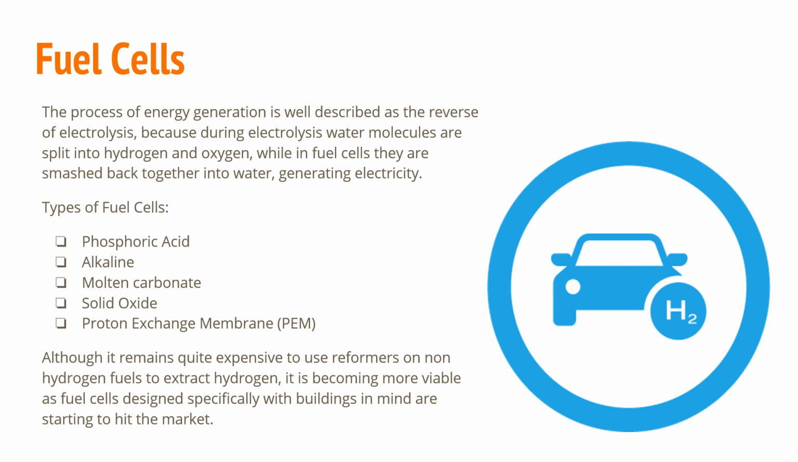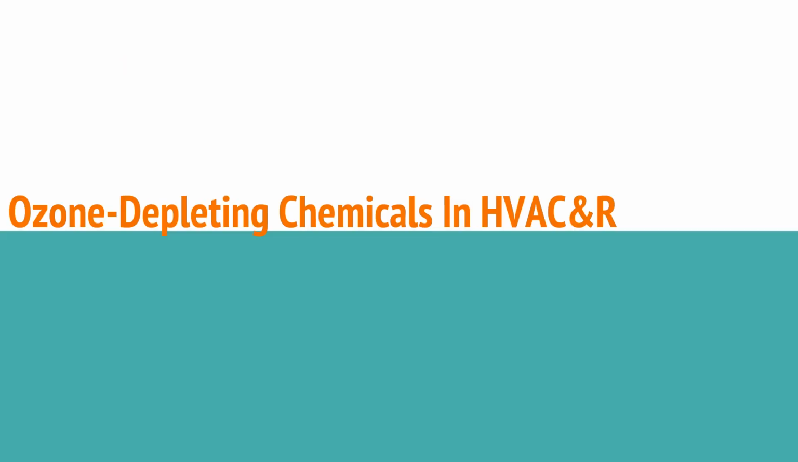The process of energy generation is well described as the reverse of electrolysis. Bit of a hard word to say there, because during electrolysis, water molecules are split into hydrogen and oxygen, while in fuel cells they're smashed back together into water, generating electricity. Types of common fuel cells we have are phosphoric acid, alkaline, molten carbonate, solid oxide, and then a proton exchange membrane. While it is expensive to use reformers on non-hydrogen cells to extract this hydrogen, it's becoming more and more viable as fuel cells designed specifically with buildings in mind are starting to hit the market.